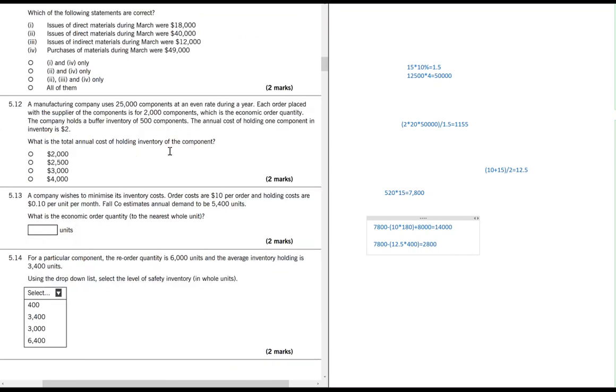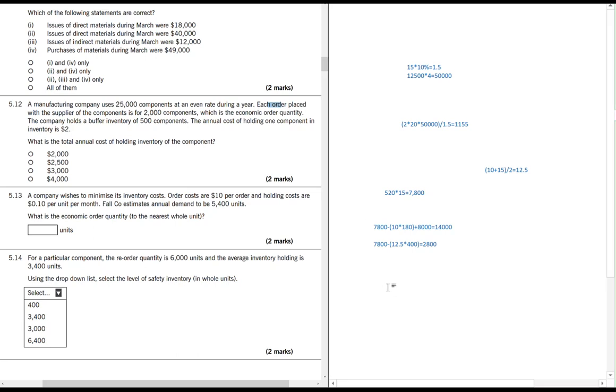What is the annual cost of holding inventory of the component? A manufacturing company uses 25,000 components at an even rate during a year. Each order placed with the supplier of the component is for 2,000 components, which is the economic order quantity. The company holds a buffer inventory of 500 units. The annual holding cost of one component inventory is 20.